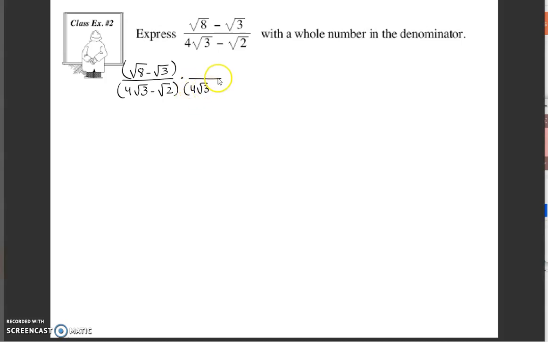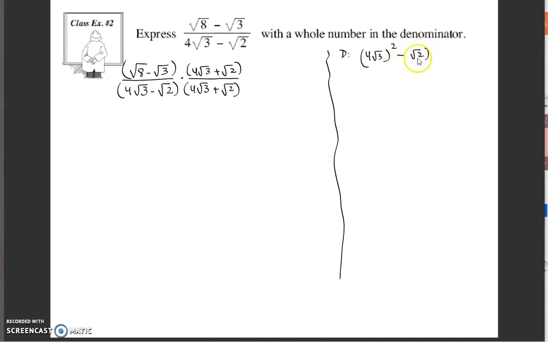So you'll notice I'm keeping the same terms, but I'm just making sure that I have the opposite sign. And I do the same thing to the top. Once I do this, I'm going to do my work on the side here. I'm going to start with my denominator first because it's easy. It's going to be the a squared minus b squared. So first term squared minus the second term squared.